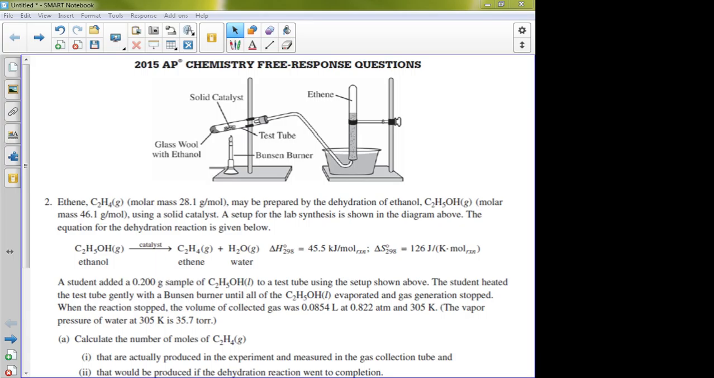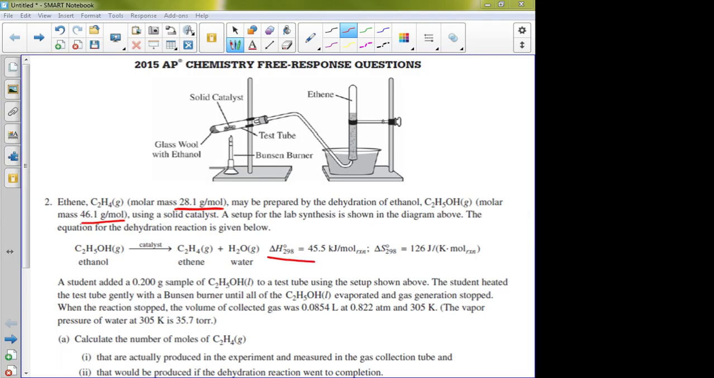All right, number 2 says ethene, C2H4, with a molar mass of 28.1 grams per mole, may be prepared by the dehydration of ethanol, with a molar mass of 46.1 grams per mole, using a solid catalyst. A setup for the lab synthesis is shown in the diagram above. The equation for the dehydration reaction is given below. So they give me the equation.